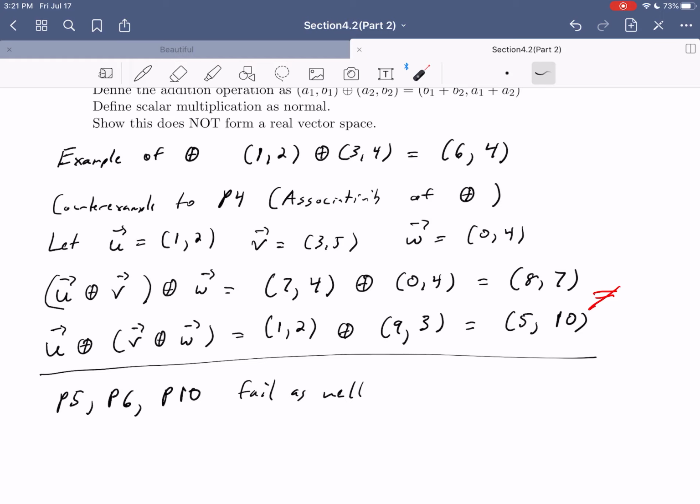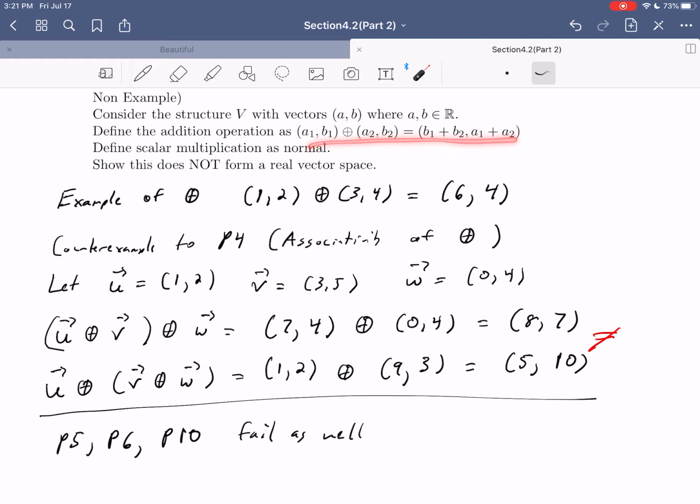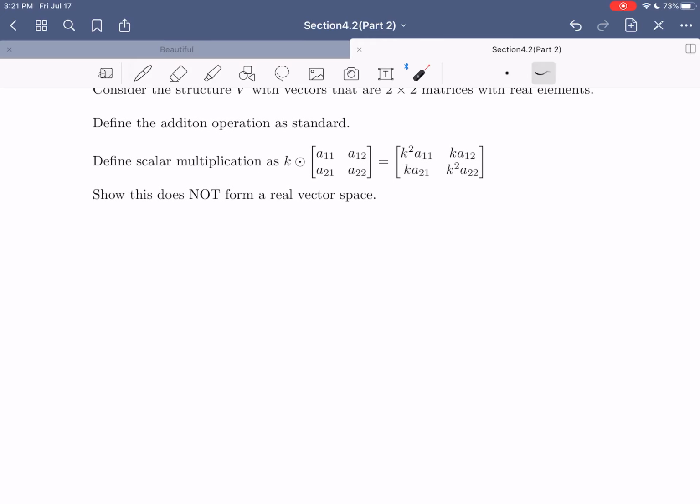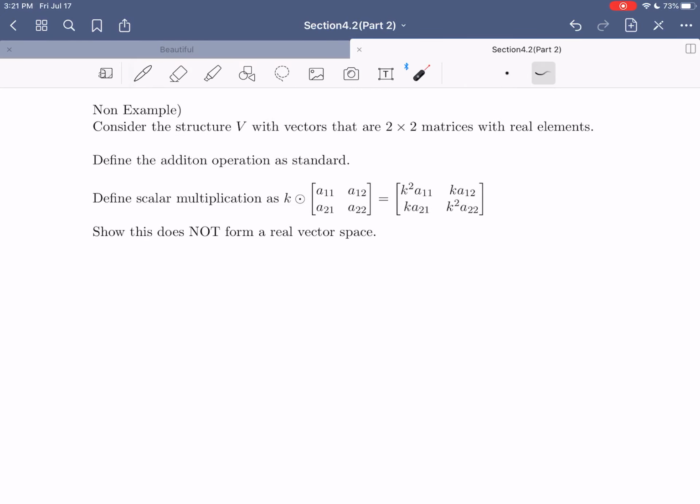All right, let's take a look at one more, again with a non-standard operation. This time we gave a non-standard addition. Let's go ahead and see one with a non-standard multiplication. So we're going to consider the structure V. The vectors in this case are going to be 2 by 2 matrices.